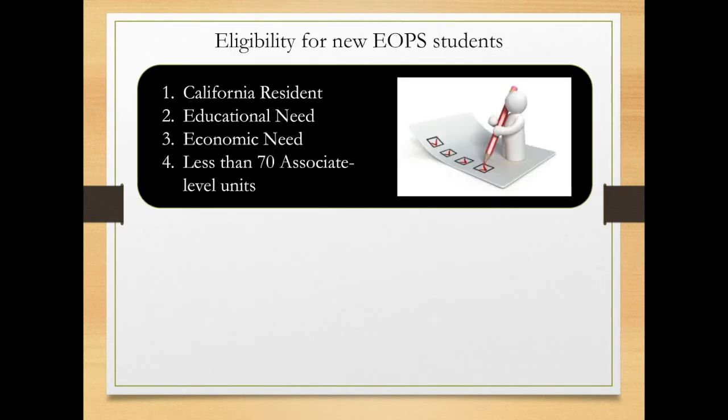Okay, let's go back to EOPS. So you have to be eligible for EOPS. And the first criteria that we already know about you is you have to be a California resident. And the reason for that is we are a state-funded program. So the money that you pay in taxes, or your parents pay in taxes, goes to the state, and there's a line item in the California budget for EOPS.